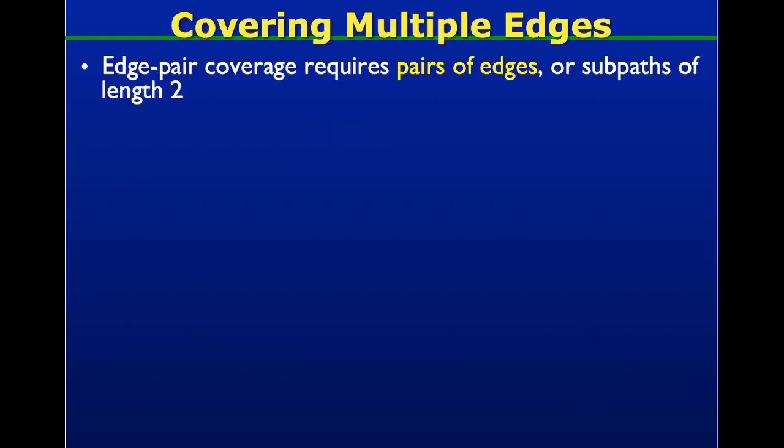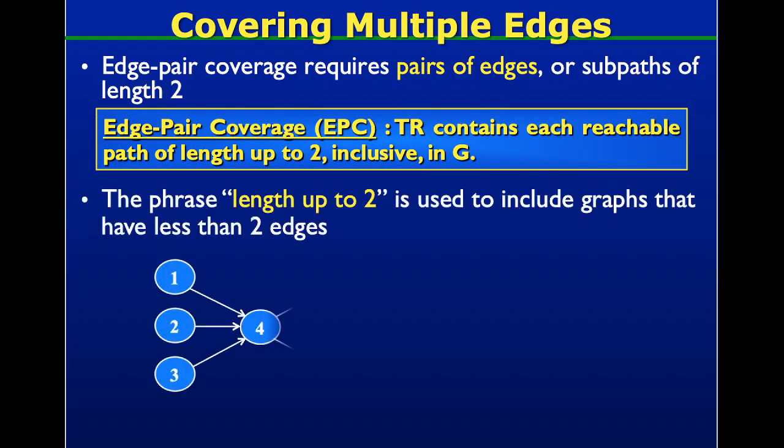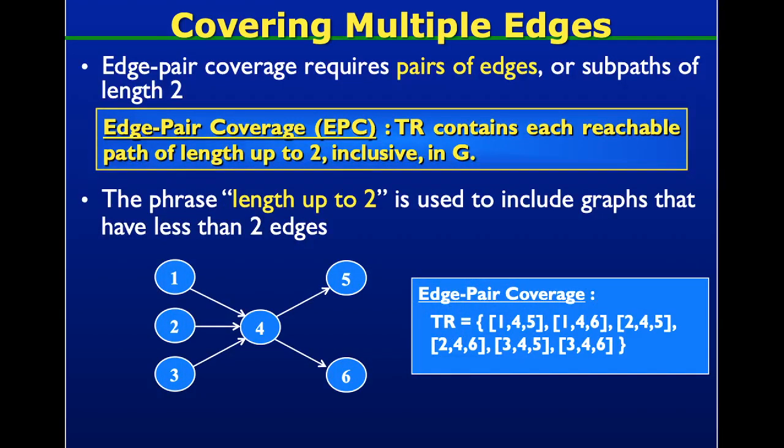What about covering multiple edges? Well, we have edge pair coverage. Edge pair coverage requires a pair of edges, or a subpath of length 2. For example, if you have this graph right here, an edge pair coverage would be a pair of two edges. For example, you have 1 to 4 and 4 to 5. An edge pair coverage would be 1, 4, 5, which covers two edges. That is a part of edge coverage.